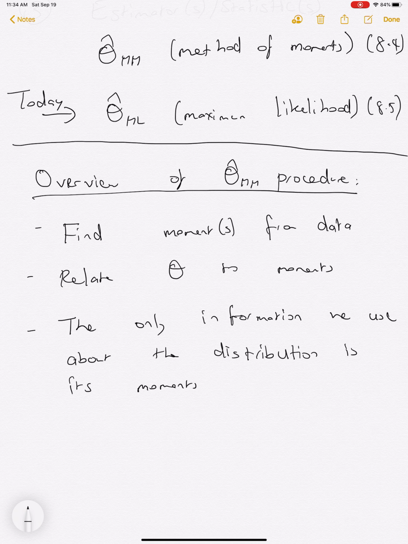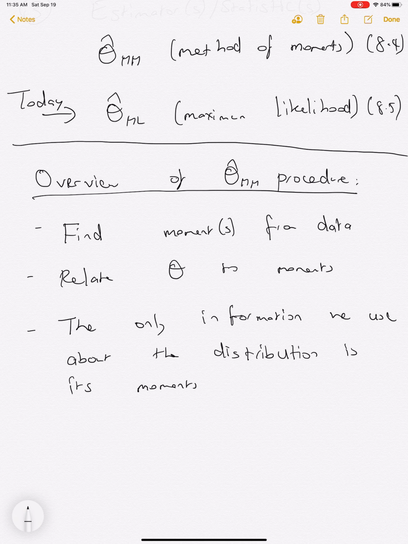Just to build up to maximum likelihood estimation, we're going to talk a little bit about the method of moments first and why you might consider an alternative to that. So remember that the general idea behind the method of moments procedure is that you find moments from the data. So you find the sample mean, the sample variance, or other moments from the data. And then the idea is that you relate the parameters of interest theta to those moments in the population, and then use this relationship to estimate the parameter.